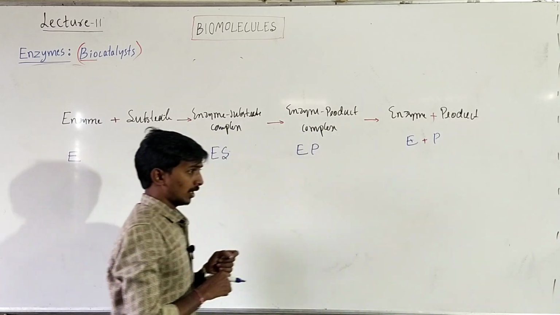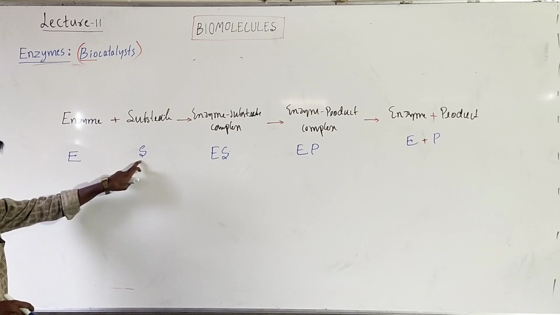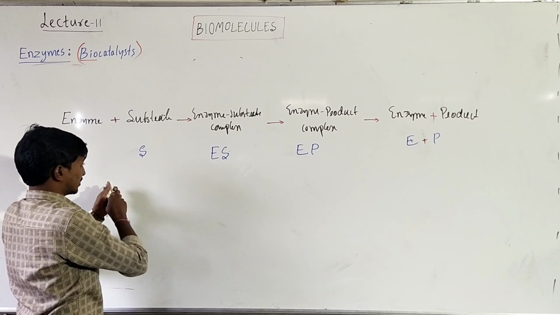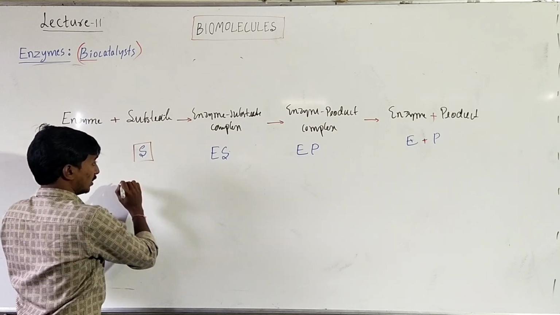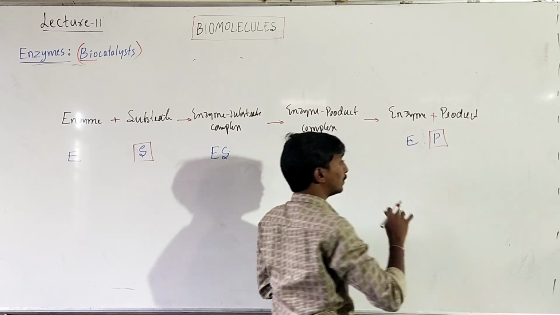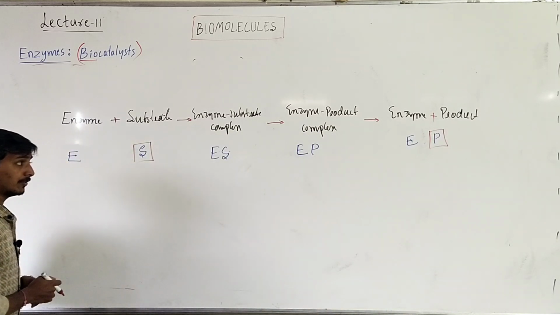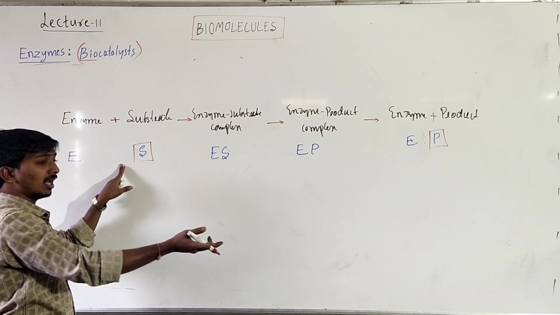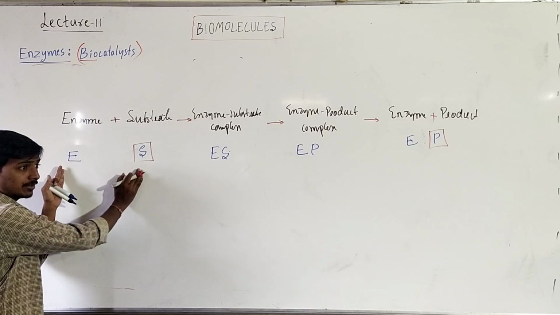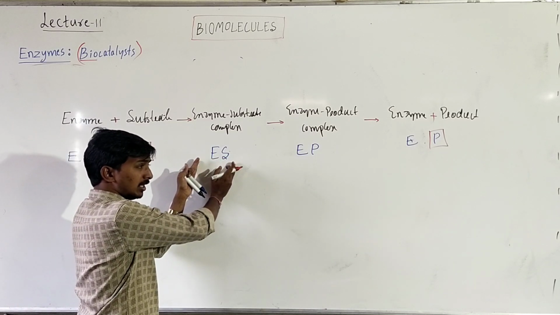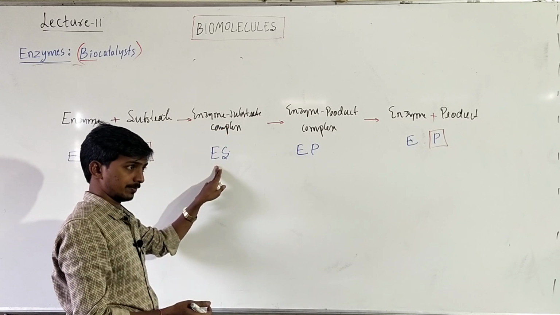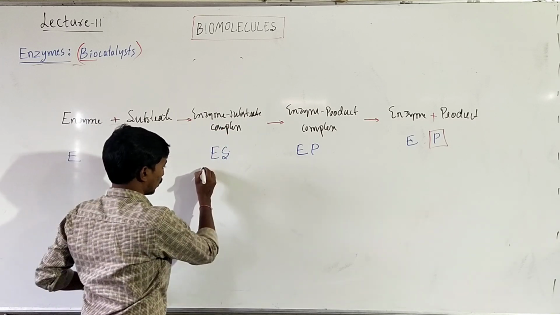That means, for a reaction to happen, what is needed? The substrate has to become a product. But for that conversion of substrate into product, we need the help of an enzyme. So firstly the enzyme will join with the substrate to form an enzyme substrate complex.